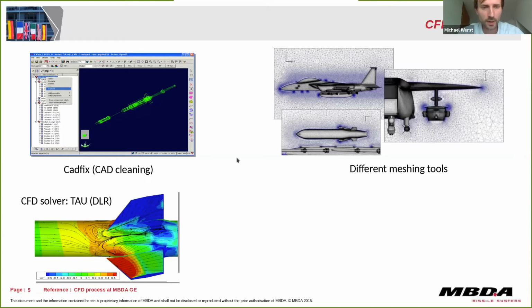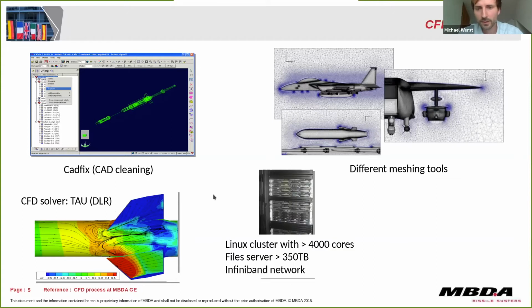As a CFD solver, we use the TAU solver from the German Aerospace Center, the DLR. I think it's widely used in the German aerospace industry, and also our colleagues at MBDA UK use it. Then we have Linux clusters with 4,000 cores. And the post-processing we do with Tecplot, Python, and MATLAB.